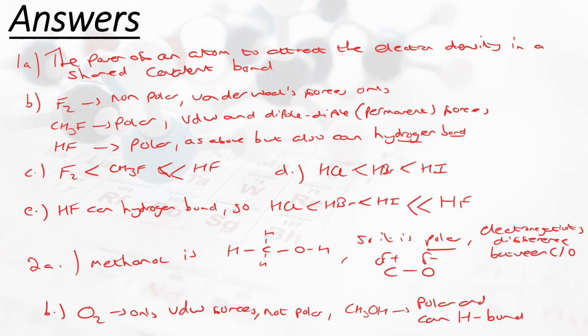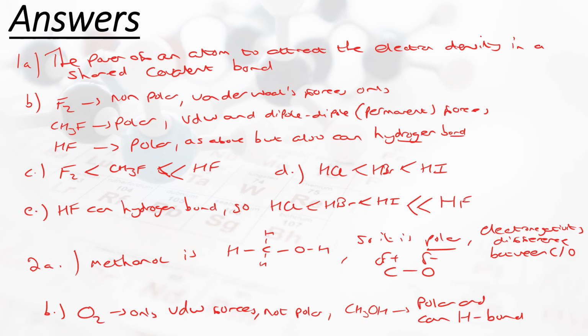Part E would be: where would you expect HF to come in that series? If we were doing it just based off van der Waals forces, we'd expect HF to be before HCl because it has the smaller molecular mass. But remember that HF can hydrogen bond. We have one of the fluorine, oxygen, or nitrogens bonded to a hydrogen, and therefore we have hydrogen bonding, which is the strongest force, and so therefore the order would become HCl is less than HBr, is less than HI, and that's much, much less than HF.